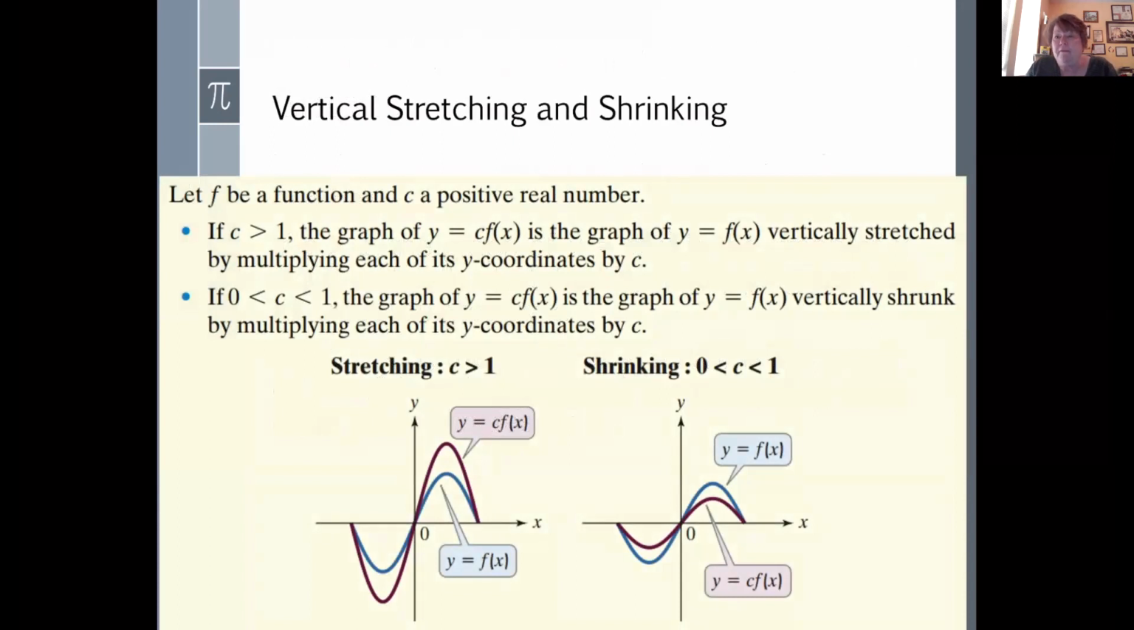So here's another graphic that represents this. Let f be a function and c a positive real number. If c is greater than 1, the graph of y equals c times f of x is the graph of y equals f of x vertically stretched by multiplying each of its y coordinates by c. If c is greater than 0 and less than 1, the graph of y equals c times f of x is the graph of y equals f of x vertically shrunk by multiplying each of its y coordinates by c.